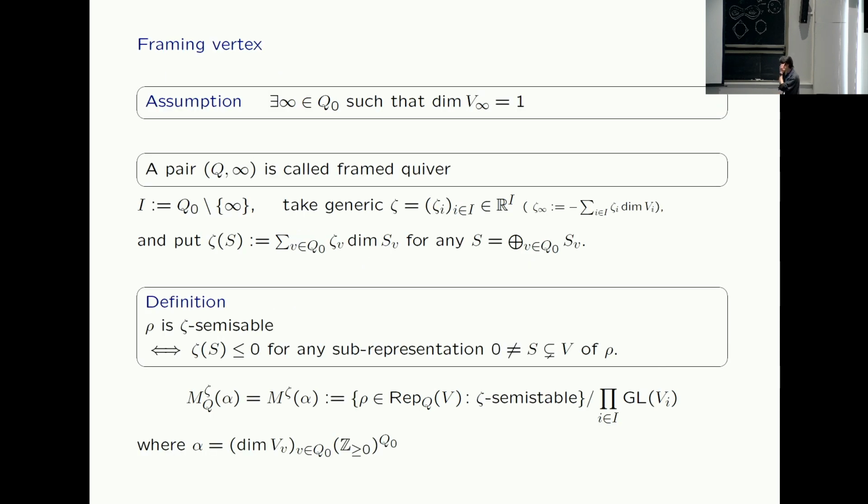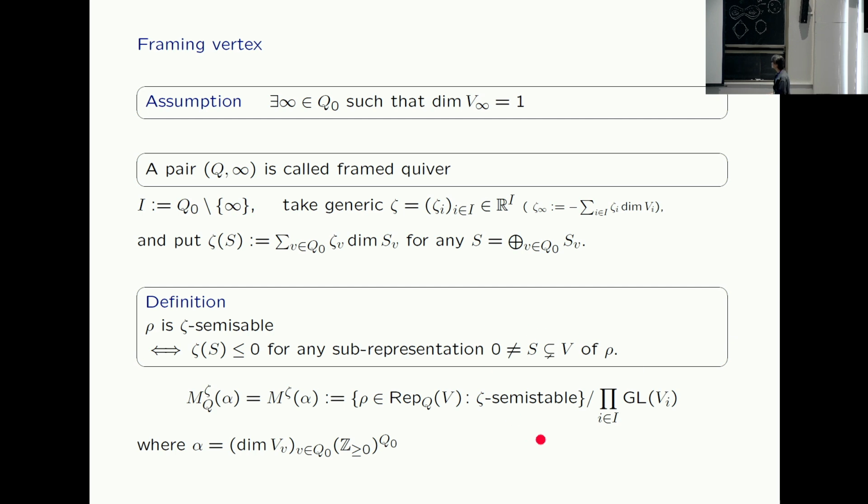So our moduli space consists of this representation, modulo conjugacy action.